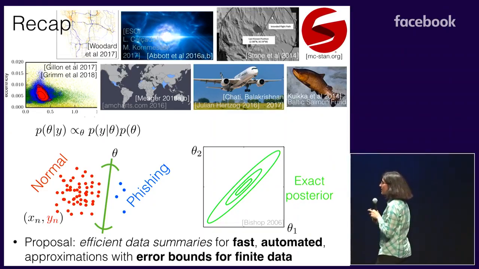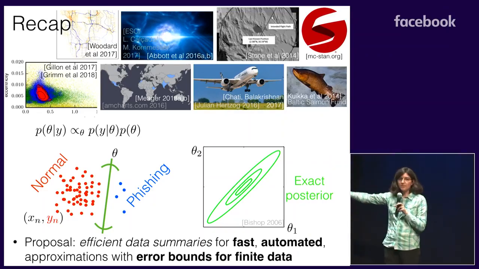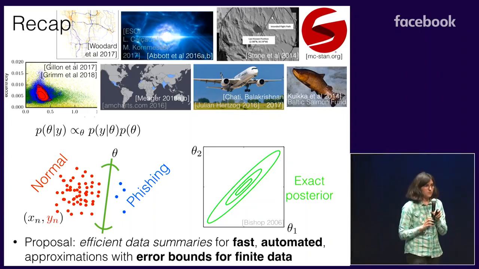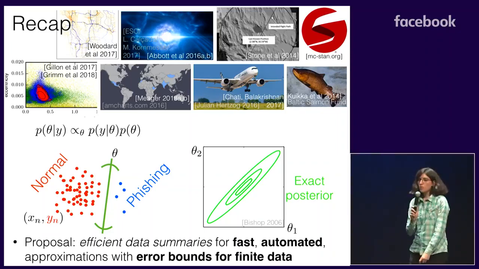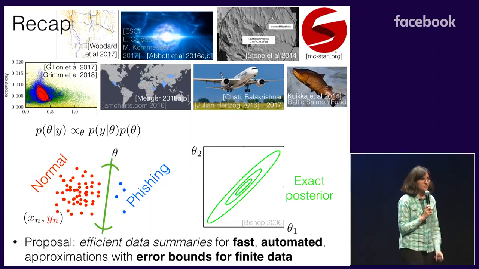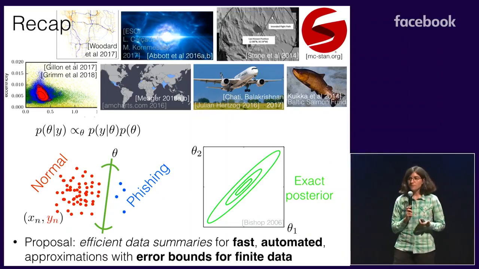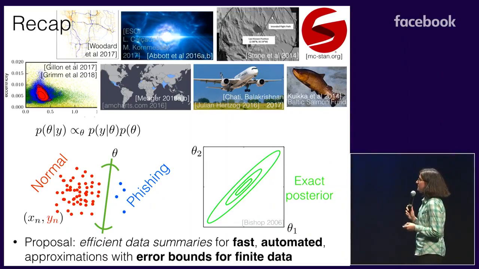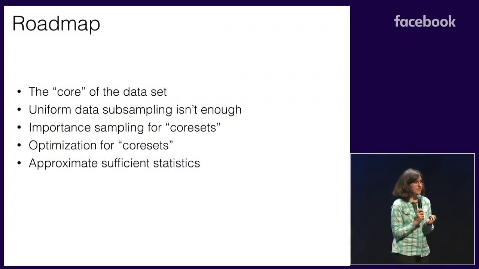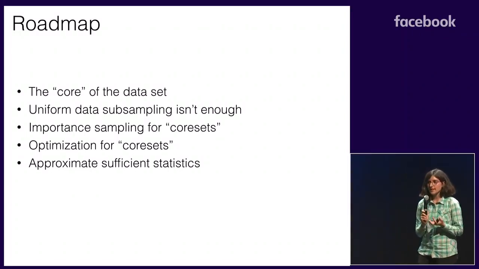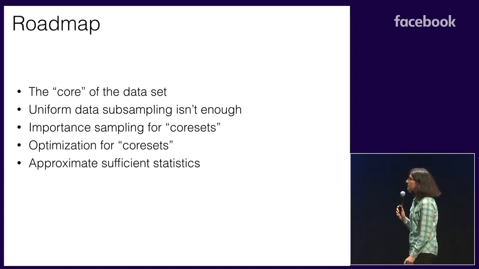The hope is to do this in a way that's fast, that's easy to use, that doesn't require deriving a bunch of different equations, in a way that gets us the error bounds that we want for the finite data that we have, in particular error bounds on the quality of posterior means and covariance estimates. Okay, so first I'm going to talk about getting at the core of the data set. How are we going to summarize this data set? We're going to try to get at its core.